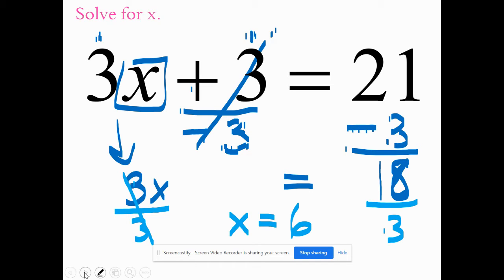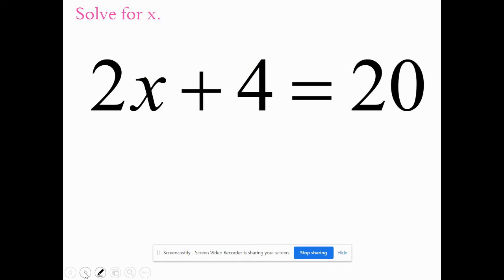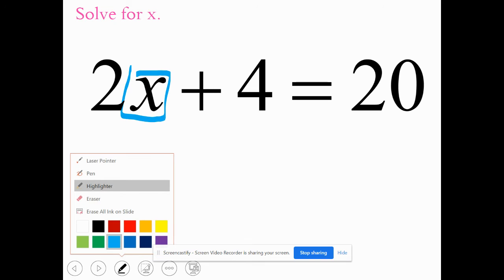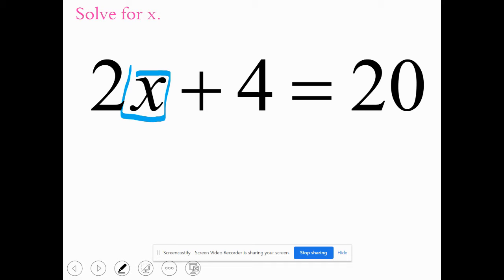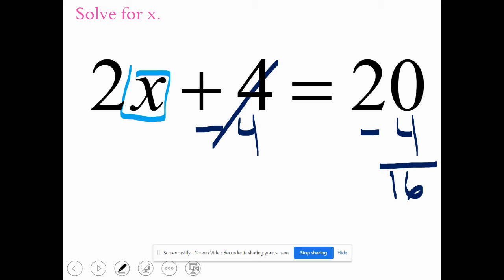Let's try another. So this one, we're going to isolate our x. Again, our goal is to get the 2 and the 4 over to the other side. So we start by minusing 4 on both sides. When we minus the 4 on the left side, it cancels, but on the right side, we can actually do something. 20 minus 4, and that is 16.